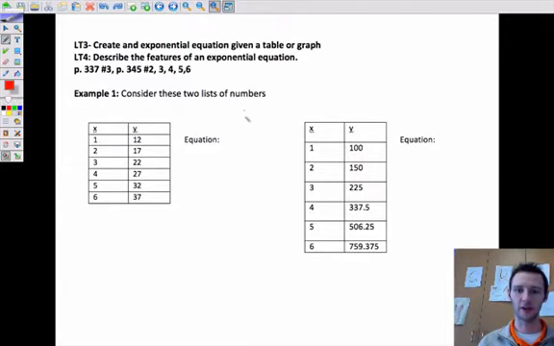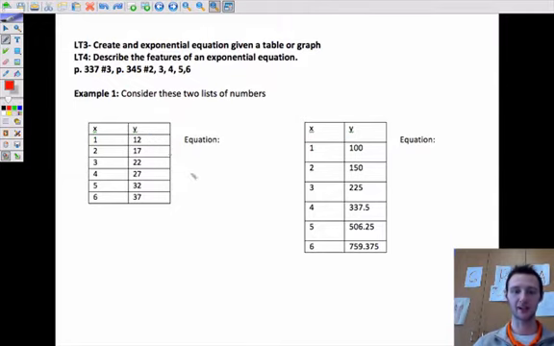Learning targets 3 and 4 are going to be together. So we're talking about creating an exponential equation, given a graph or table, and describing the features of an equation like that. If you think back to when we did contagion, we talked about how many people a disease starts with. So you've got 10 people infected at the start. They each spread it to X number of people, and how fast does it spread? We're going to be looking at a similar thing minus the context of a disease.